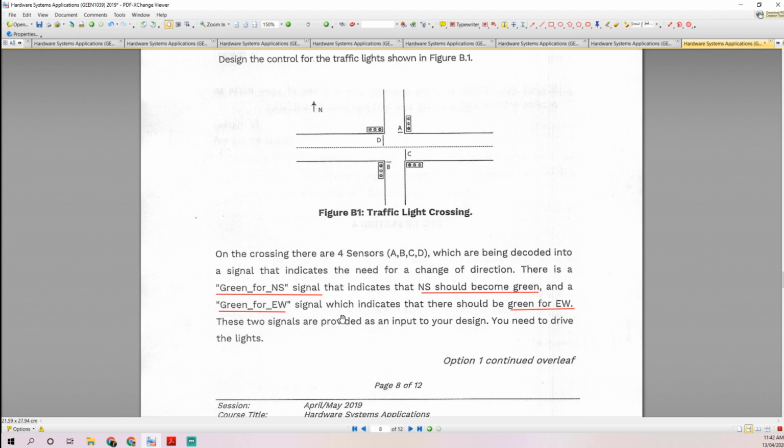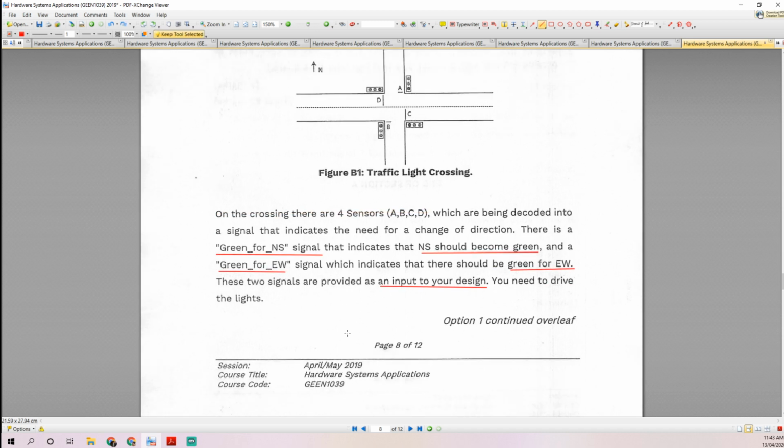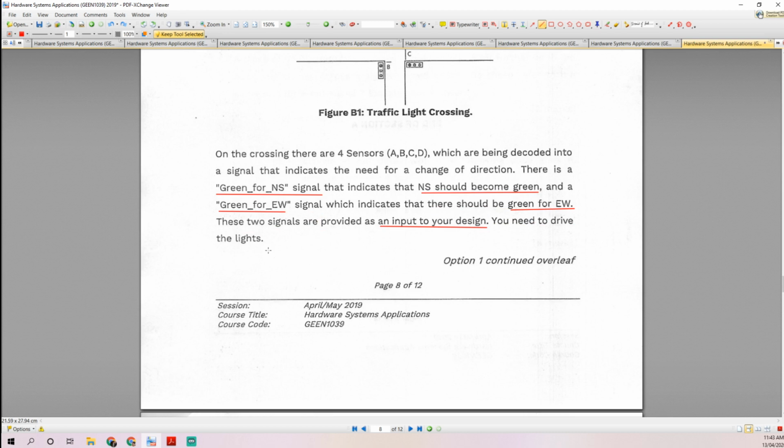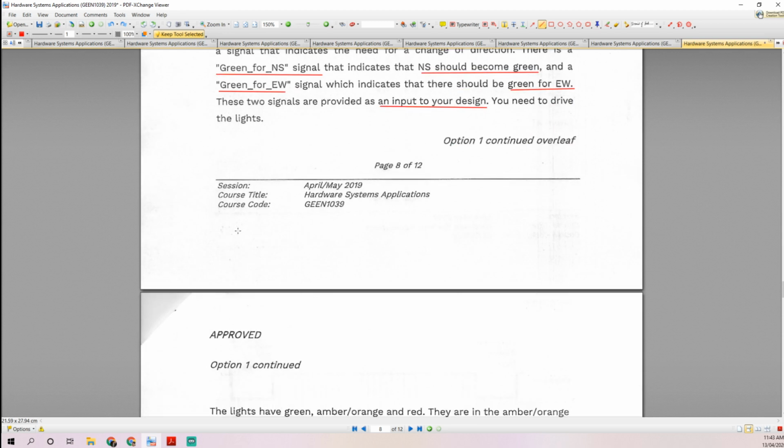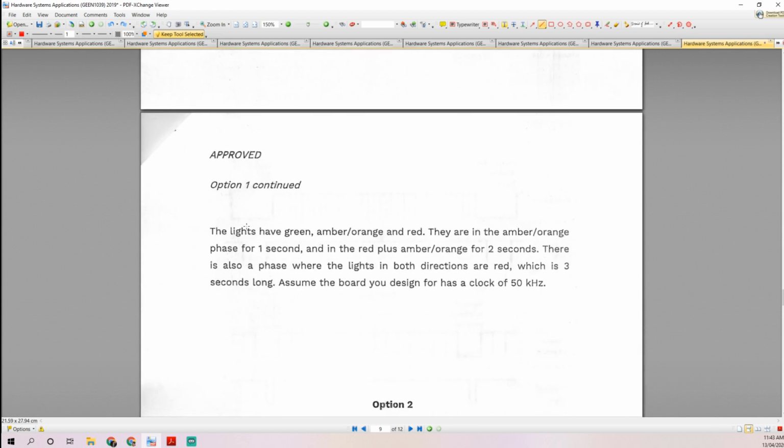Instead, they are telling us that there are 2 signals, green for north-south and green for east-west, that are the inputs to this design. In other words, A, B, C, and D, our sensors, are no longer our inputs. So we can actually completely ignore this statement here because it has no bearing on our design. We will be looking at questions where we have to decipher how the values of A, B, and C change and how they affect the operation. But for this particular question, we're only considering these two signals, green for north-south and green for east-west. Okay, let's see how the circuit operates now.